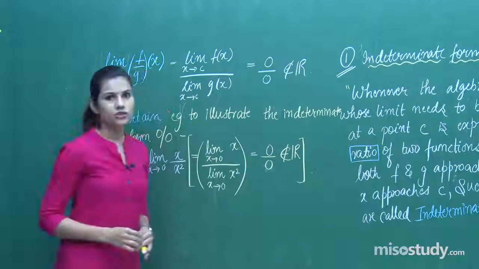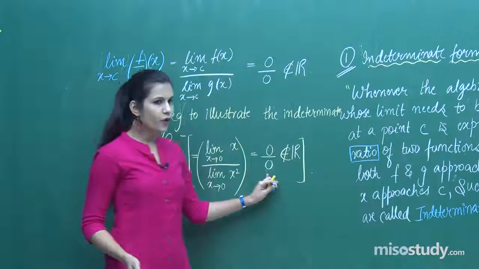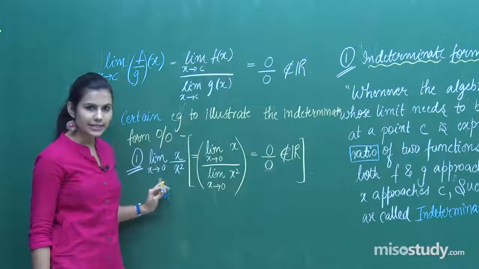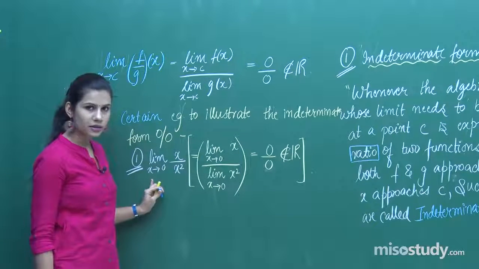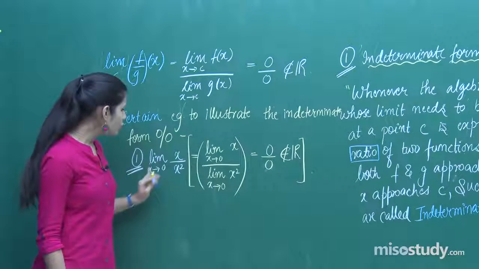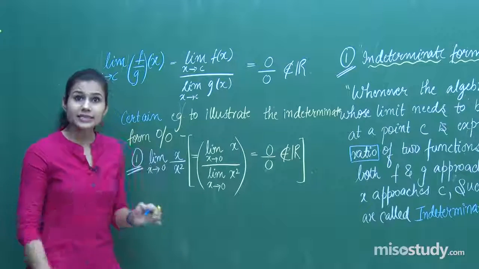Now over here a question arises. A question which arises is that if this is the form which is occurring by distributing the limits of f and g at C, at 0 over here, I am not getting a real number as the limit. Does that mean that limit of x upon x squared does not exist? Of course it exists. How?